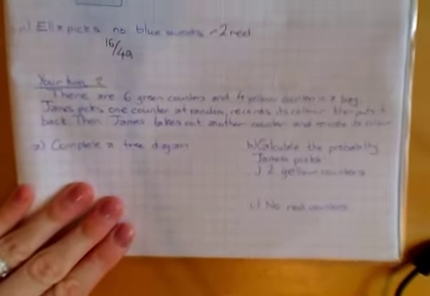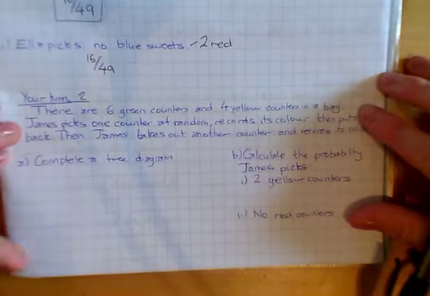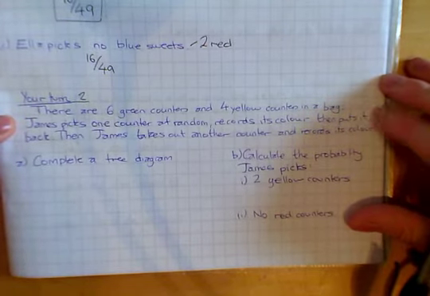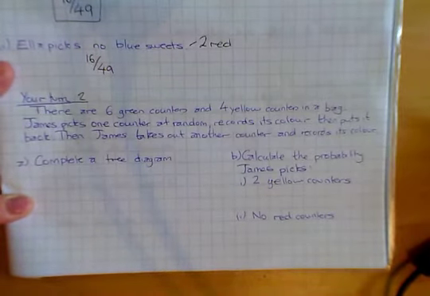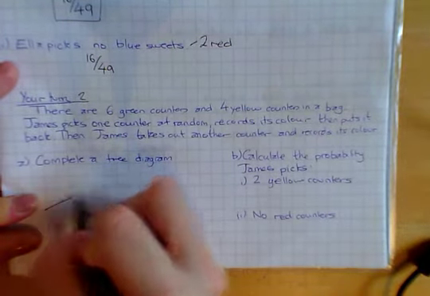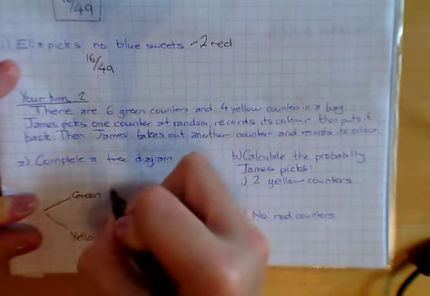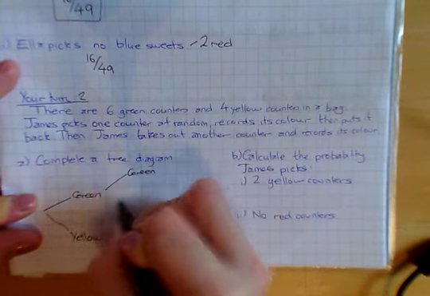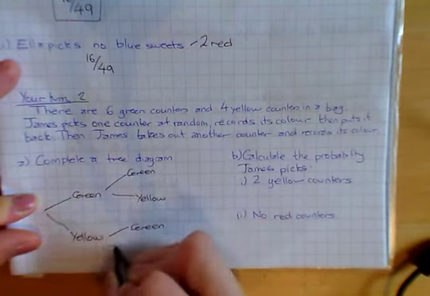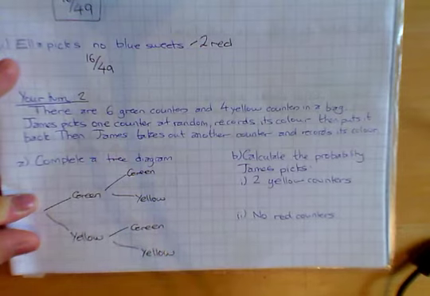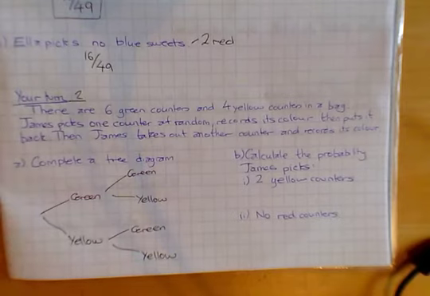Okay, having a look at the your turn question now, we've got there are 6 green counters and 4 yellow counters in a bag. James picks 1 counter at random, records its colour, puts it back, then picks out another counter and records its colour. Complete a tree diagram. So again, if I just quickly show you what that will look like, he can either pick a green counter or a yellow counter on his first turn, and then on his second turn those options are the same. And use what we have done above to help you calculate what those probabilities would be. So I suggest you pause, have a go at completing the tree diagram, and then read through and complete part B as well.